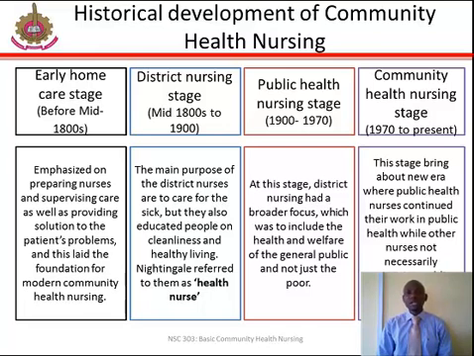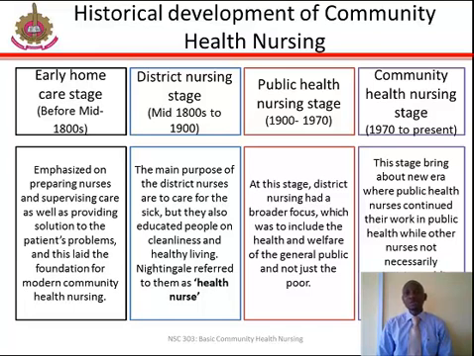The third stage is the public health nursing stage. This stage was between 1900 and 1970. At this stage, district nursing had a broader focus, which was to include the health and welfare of the general public and not just the poor. This brought about public health. Since a larger group of people were now included, special programs such as infant welfare were put in place, and this brought about health care and health education to the public. Nurses also had opportunity for more independent work and to improve their nursing education.